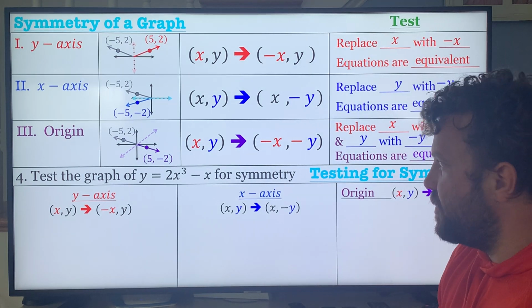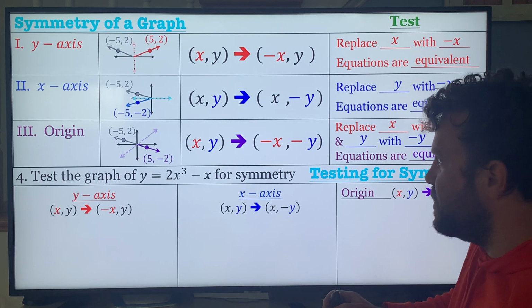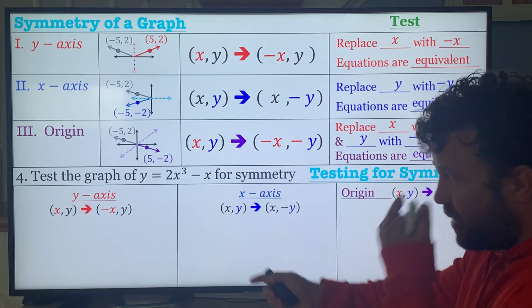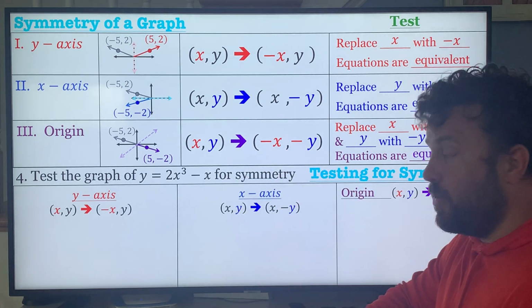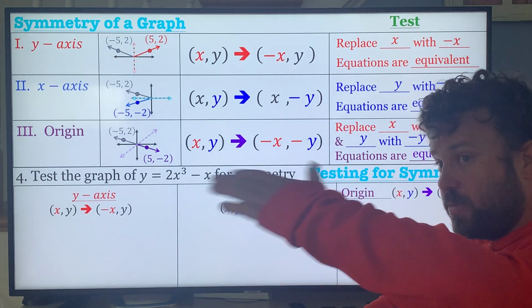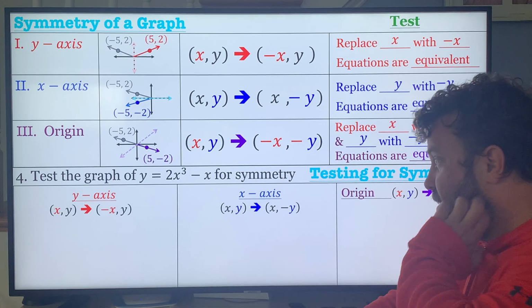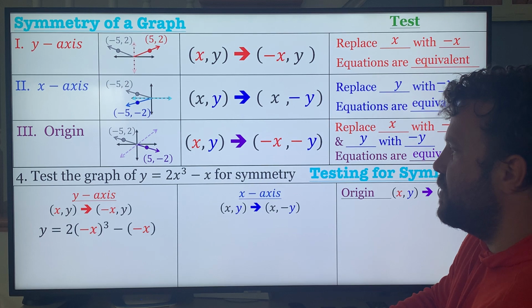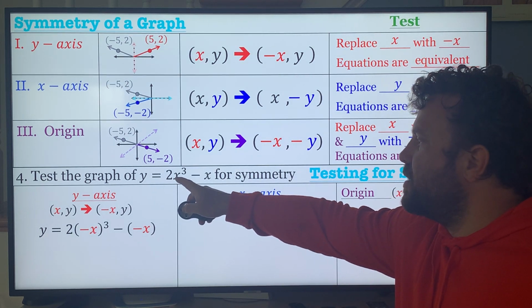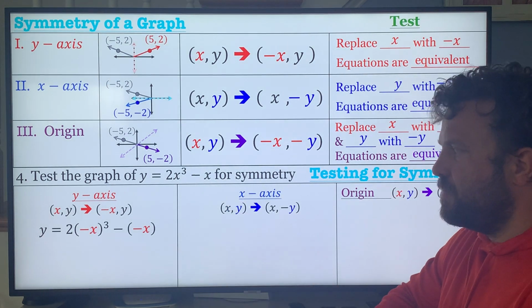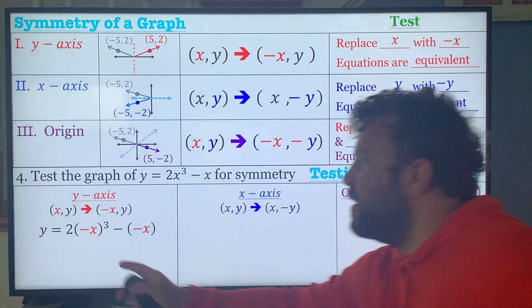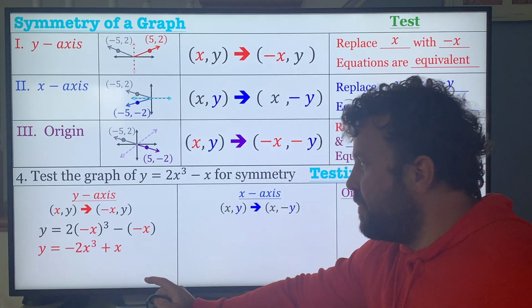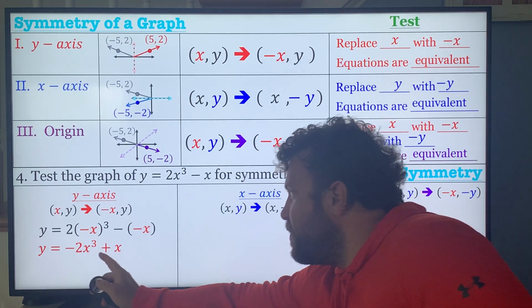This is probably the toughest of what we're doing. Test the graph for symmetry: y equals 2x cubed minus x. So, first thing you're going to do is replace all the x's with negative x's. So we're going to test for the y-axis symmetry first. Y-axis, you replace the x's. X-axis, you replace the y's. Origin, replace both. So anywhere you see x, you're going to put in negative x. So 2 times negative x cubed minus negative x. Now, a negative number to an odd power stays negative, and a negative times a negative is a positive. So y equals negative 2x cubed plus x.